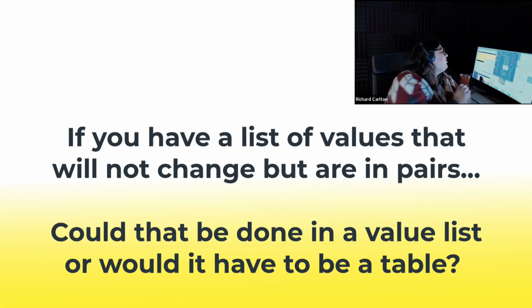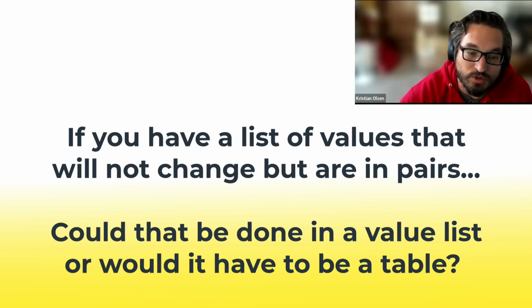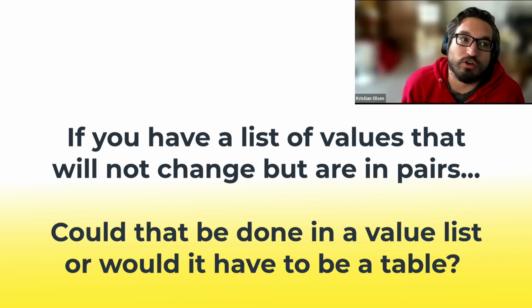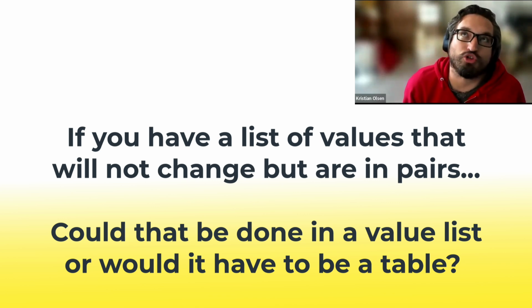Next question from DB Jedi. If you have a list of values that will not change but are in pairs, can that be done in a value list, or would that have to be a table? He has a list of values in pairs that will never change. Can that be done in a value list or in a table? I'd want to know exactly what the value list is, but let's just go with what I would more often. What's the most correct answer?